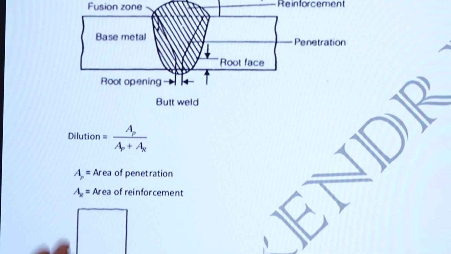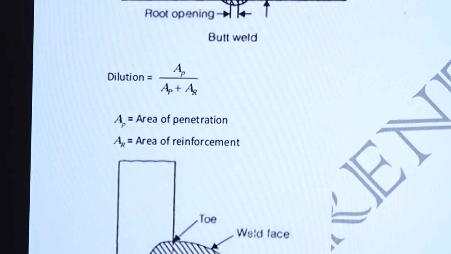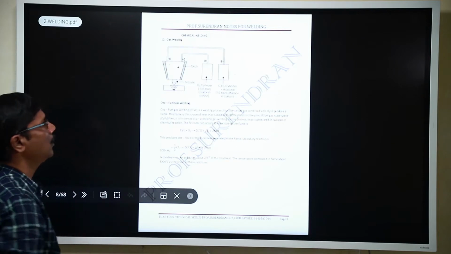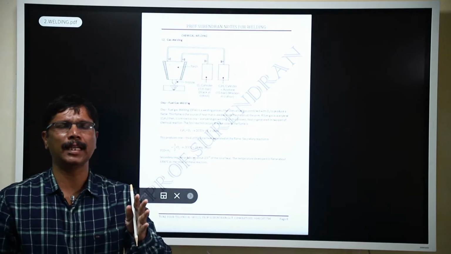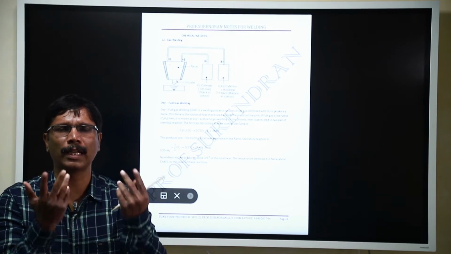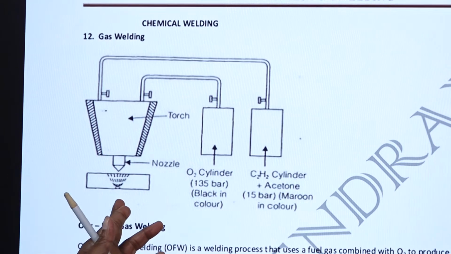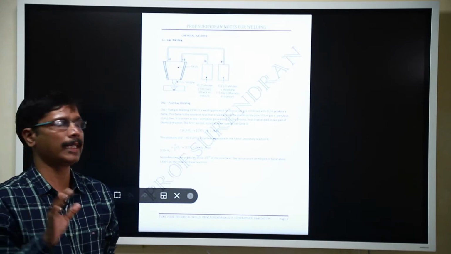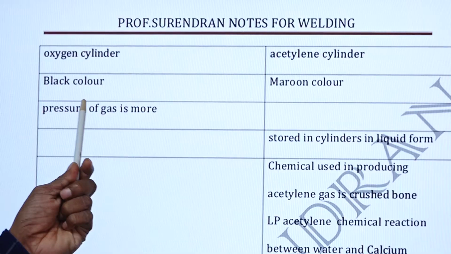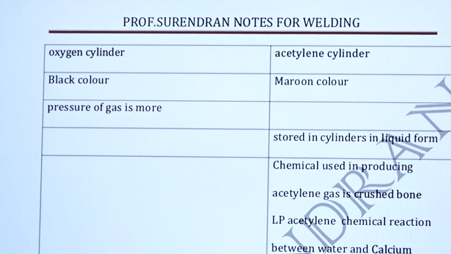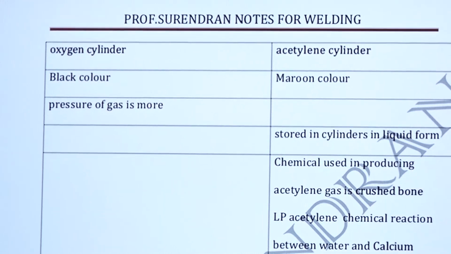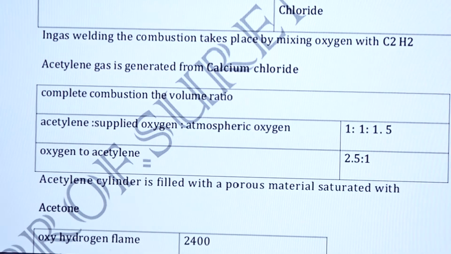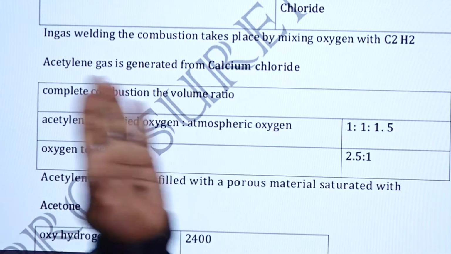Dilution is the ratio of the area of penetration to the sum of the area of penetration and the area of reinforcement. In gas welding, the principle is mixing oxygen and acetylene to develop heat. The oxygen cylinder and acetylene cylinder are mixed and passed through the nozzle, and the weld can be achieved. Usually the oxygen cylinder is black in color and the acetylene cylinder is maroon. For complete combustion, the ratio of acetylene to supplied oxygen to atmospheric oxygen is 1:1:1.5, and the oxygen to acetylene ratio is 2.5:1.